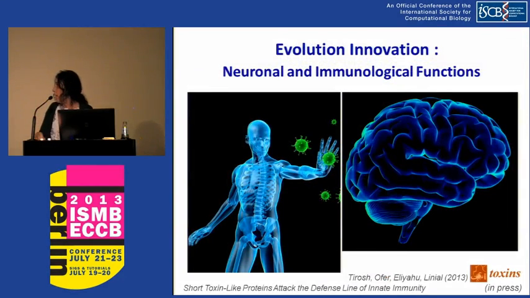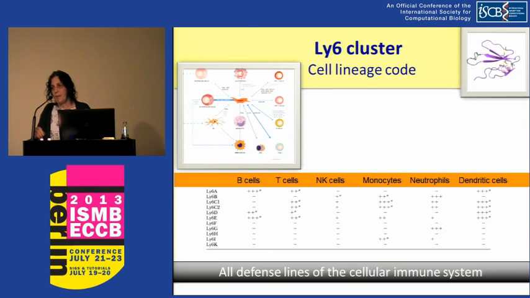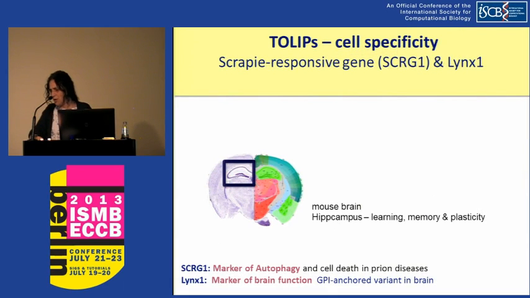So just to finish, I want to show you that the evolution innovation comes in two flavors, on the immunological and neuronal aspect functions. And the Ly6 cluster, I mentioned it, but I want to show you something very interesting. They have many Ly6. However, they built a code to define the different cell type of the immune system. The immune system, it is known that they have many cell types, the B, the T, the NK, the monocytes, and so on. Each of them has its own pattern of Ly6 variants. So this is quite interesting. Is it only on the immunological aspect?